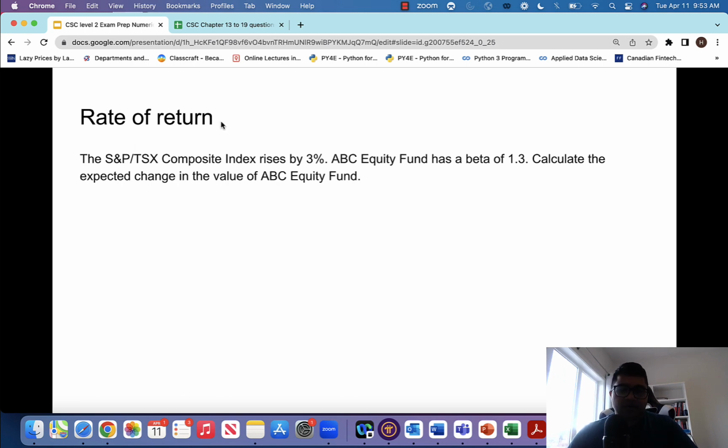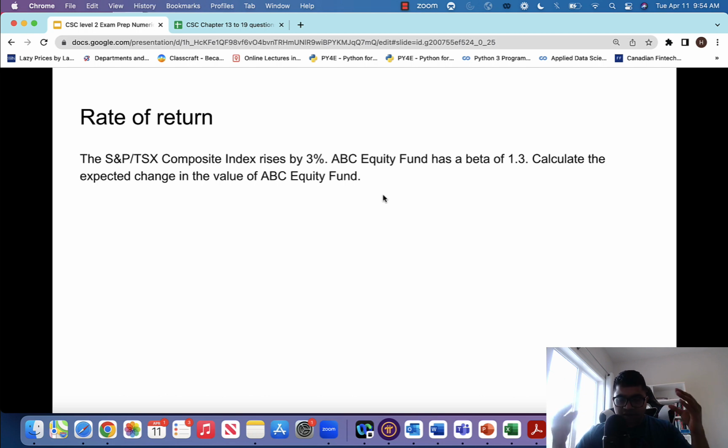Next, rate of return. It is a TSX composite now, S&P TSX composite. The index goes up 3%. The equity fund has a beta of 1.3. Calculate the expected change in equity fund. So this question is about rate of return on your stock or on your portfolio based on index returns and the given beta. Now you have to always remember what is beta.